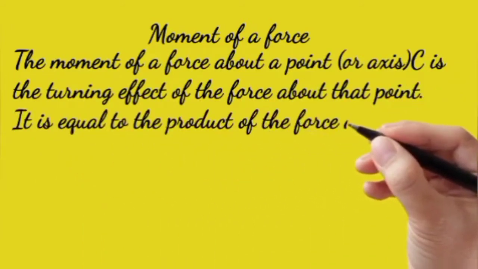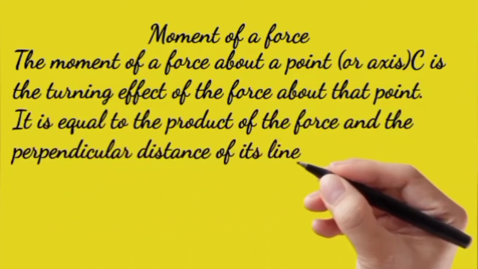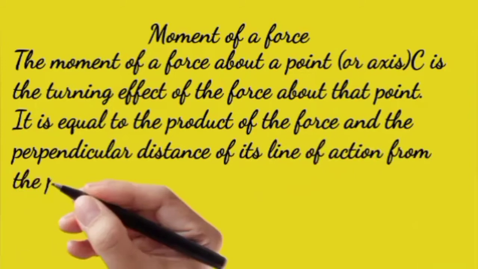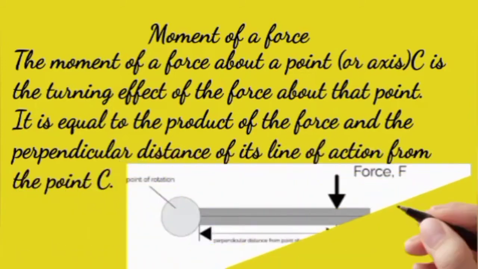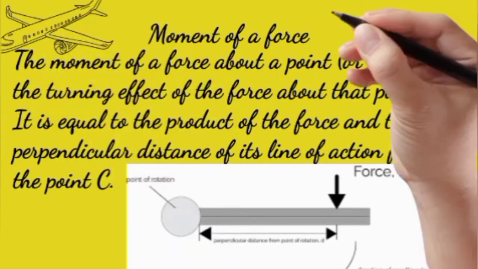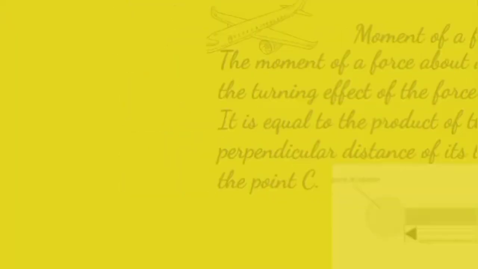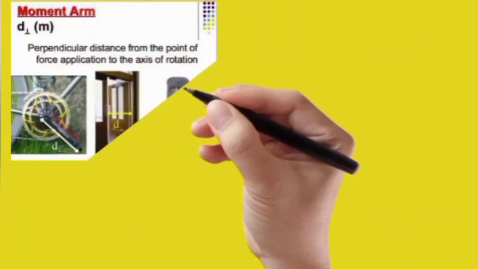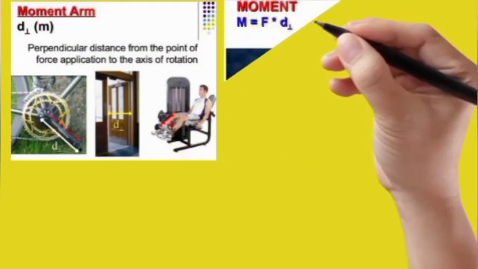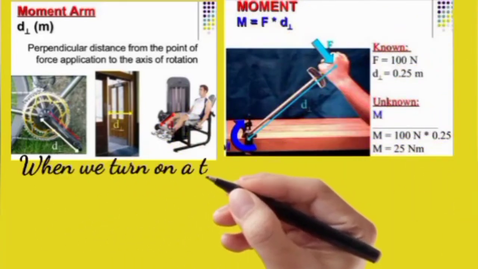It is equal to the product of the force and the perpendicular distance of its line of action from the point C. As you can see with the image, it is equal to the product of the force and the perpendicular distance. So moment has a formula: force times perpendicular distance. The moment of a force brings about a turning effect.